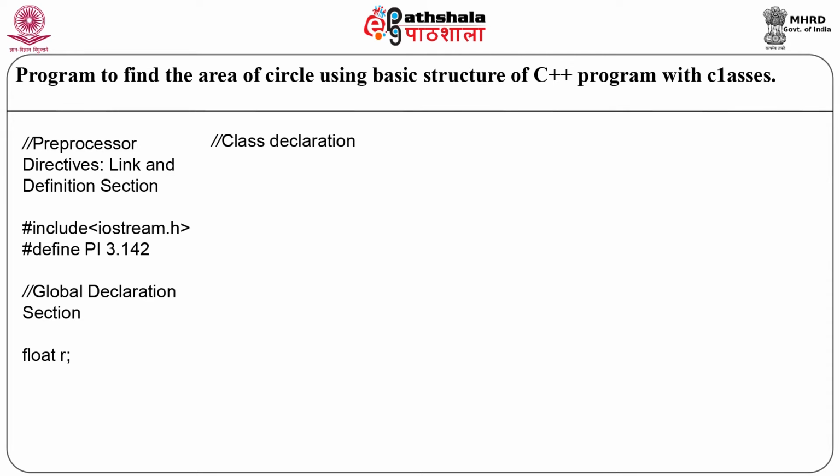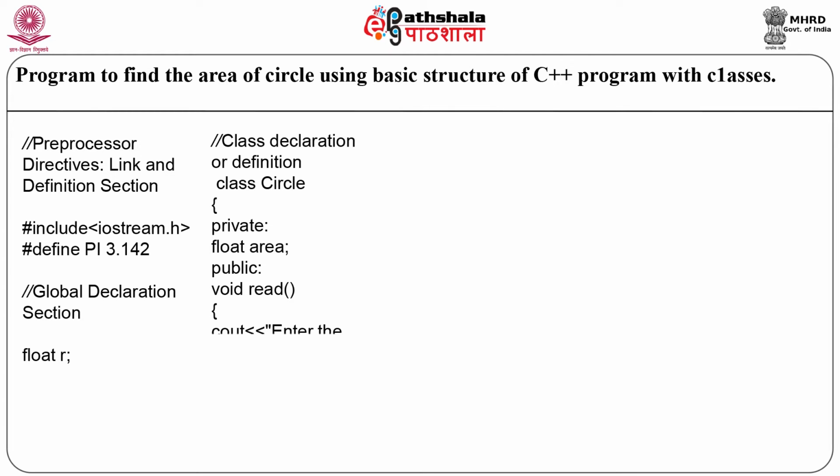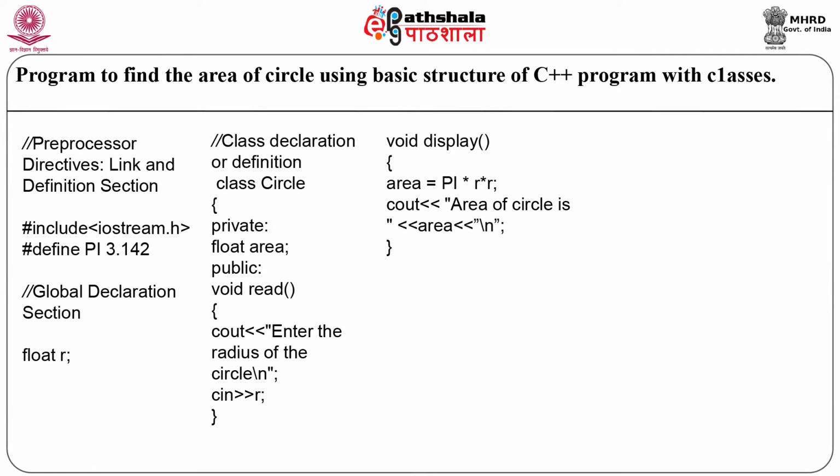Now we will start with the class declaration, class circle. Here in private access we are defining the data as float area. In public we are defining the member function void read. In read we are asking to enter the radius of the circle and we are taking that value inside the data member r, and here the member function ends. We have a second member function display where we are calculating the area as pi into r and we are displaying back the value as cout, area of the circle is area. The member function ends and the class declaration ends here.